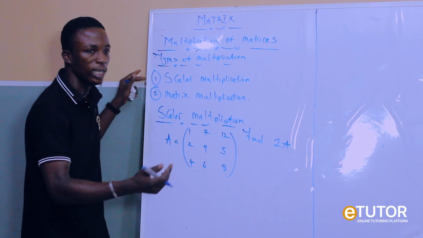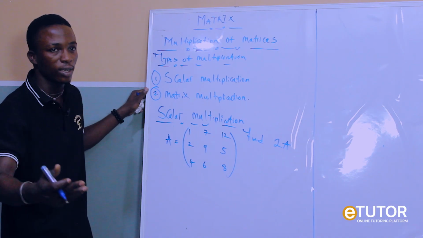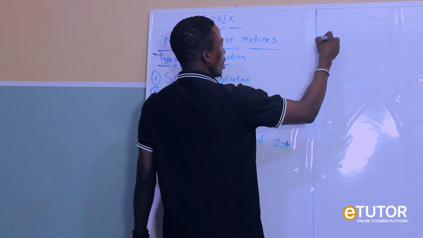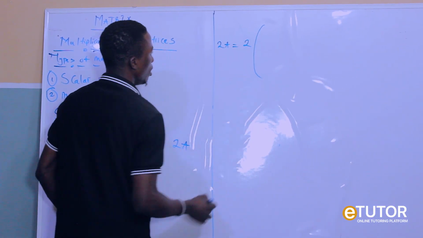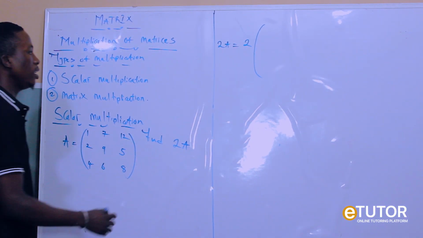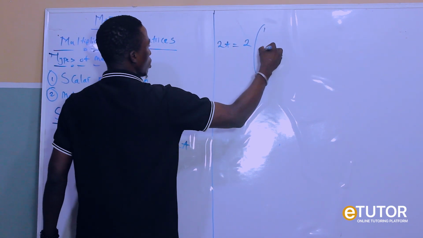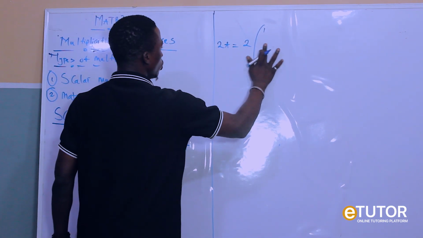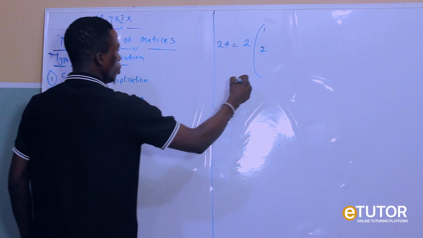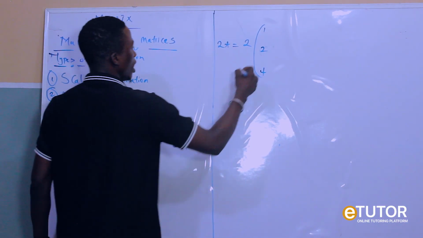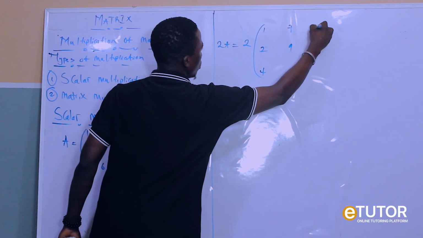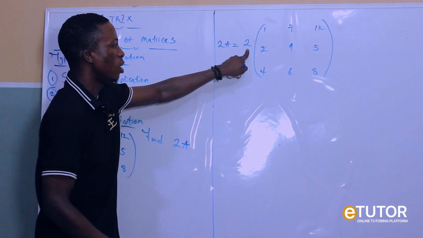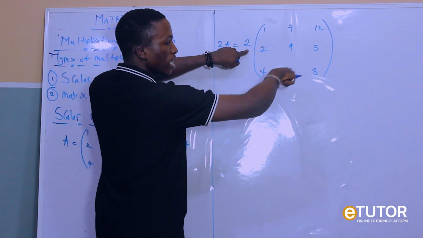So we have A equal to this, and we're asked to find 2A. 2A is simply 2 times A. So let us do that together. My 2A is equal to 2 multiplied by the matrix A, and the matrix A is 1, 2, 4, 7, 9, 6, 12, 5, and 8. So we are going to multiply this number with each element inside of the bracket.